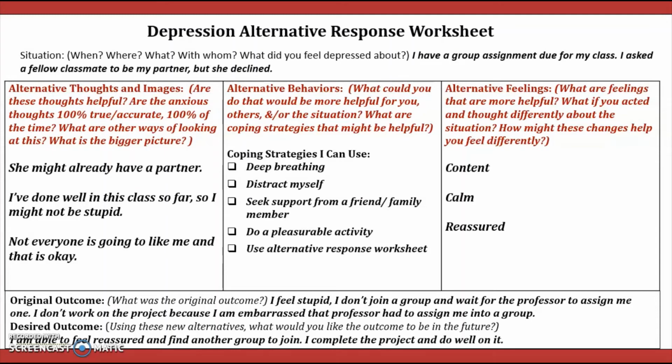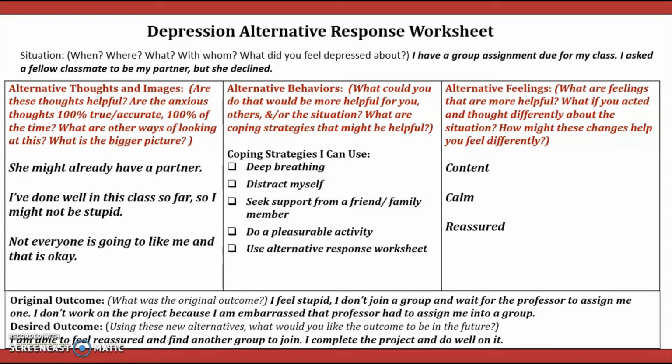Some of the alternative thoughts that this person was able to come up with using those guiding questions were, she might already have a partner, I've done well in this class so far, so I might not be stupid, and not everyone is going to like me, and that's okay. Using the guiding questions for behaviors, the person could identify coping strategies such as our relaxation strategies, seeking support, doing some distraction activities like pleasurable activities, and completing this alternative response worksheet.